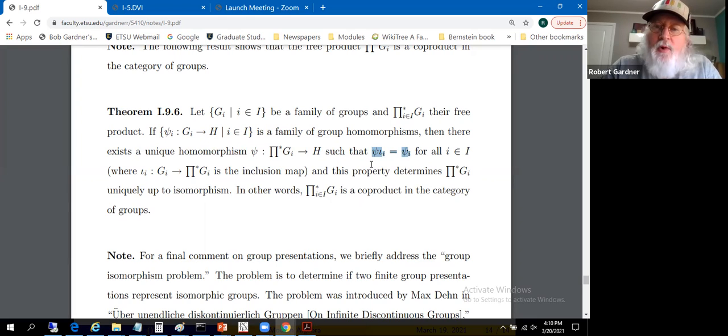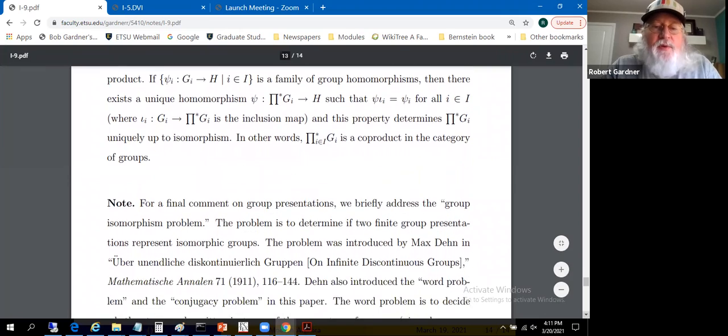We've done this before. Every time we made a claim about product or coproduct in a category of groups, it was something of that sort. And this property determines the free product uniquely up to isomorphism. In other words, the free product is a coproduct in the category of groups.